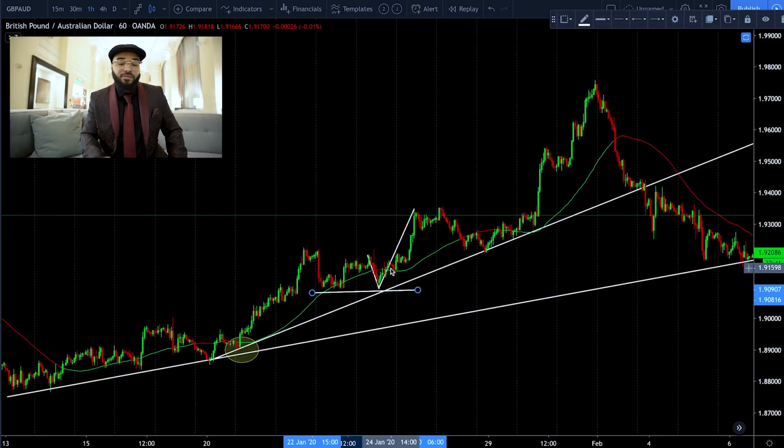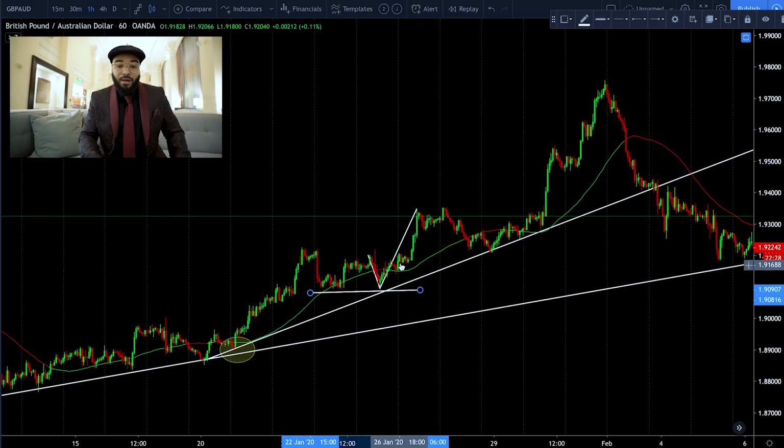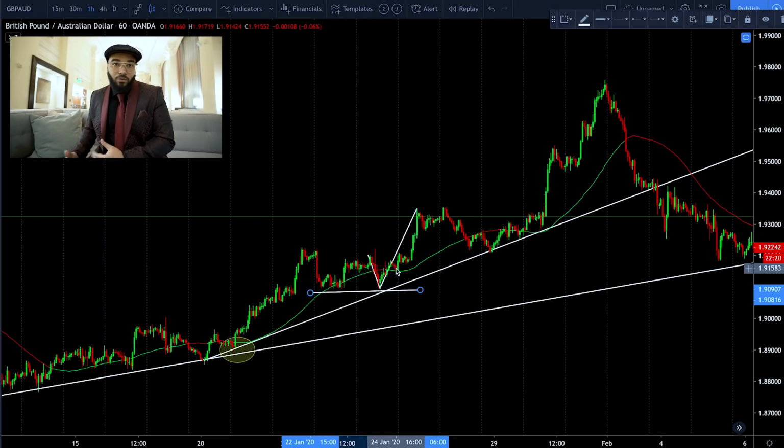It closed above the 50 simple moving average. Now that's just an indicator, but when you can combine it with other technical analysis, it can be very, very profitable, very, very powerful. And that just gives me the confidence to know that when price is above the 50 moving average, we're looking at a buyer's market. When price is below it, we're looking at a seller's market.